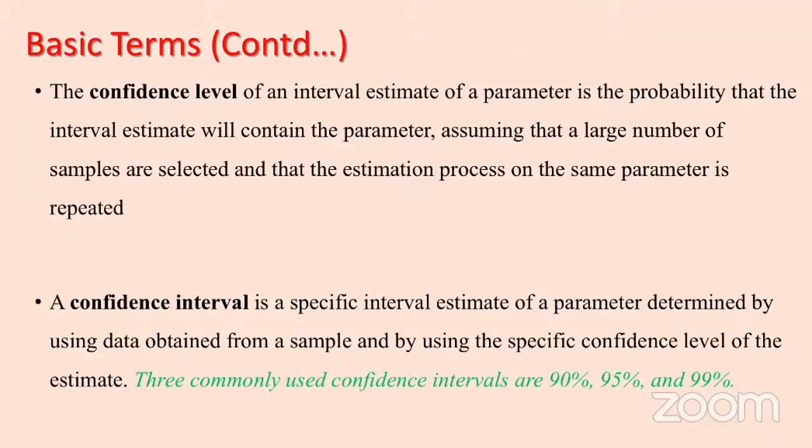So the confidence level of an interval estimate of a parameter is the probability that the interval estimate will contain the parameter, assuming that a large number of samples are selected and the estimation process on the sample parameter is repeated. What is the meaning of that? Just like in the sampling distribution that you have seen in unit 6, when you pull the samples from the population, you are not just drawing 1 or 2 samples. You are drawing infinitely many samples and you are repeating the process, okay? So that your confidence interval will contain the average.